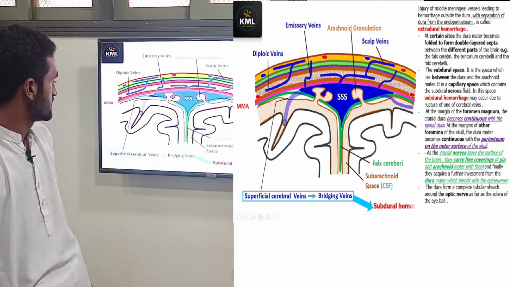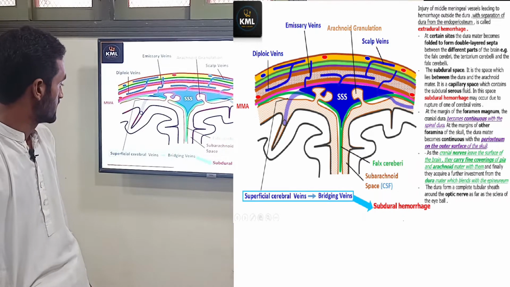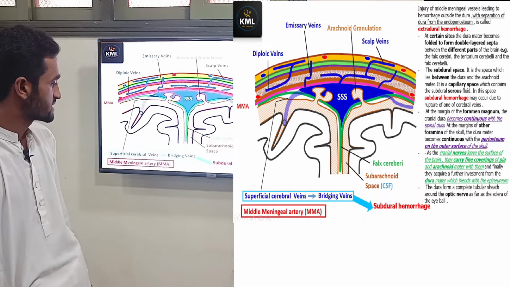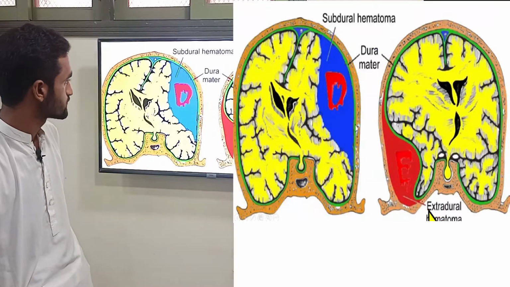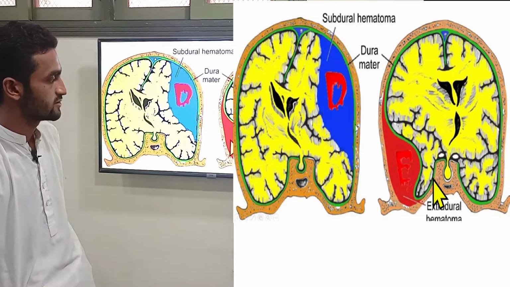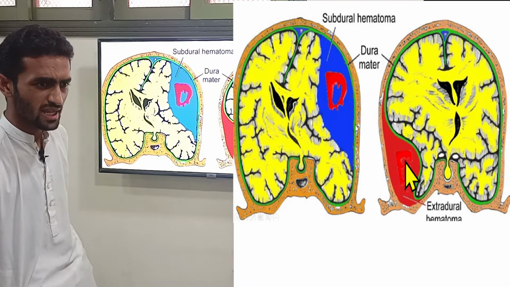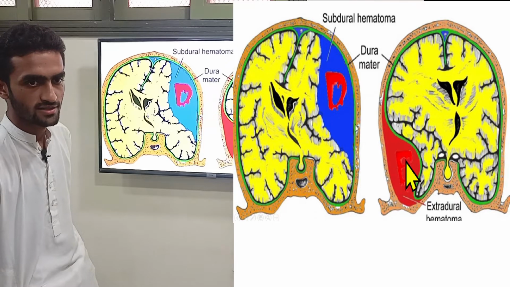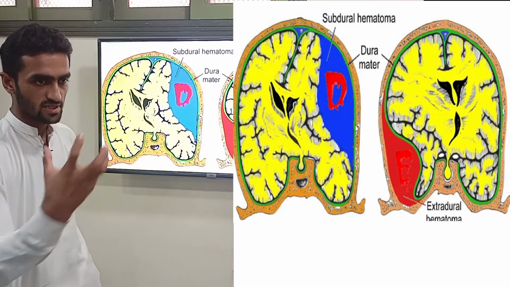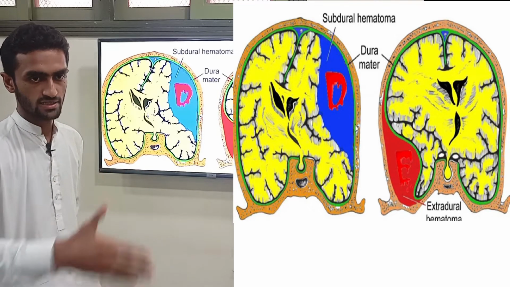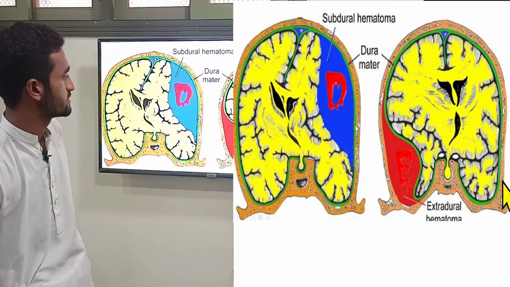Just remember, the superficial cerebral veins are associated with the subdural hemorrhage, while the middle meningeal artery is associated with the epidural hemorrhage. Just remember it. This is your subdural hemorrhage and this is your extradural hematoma. What do you mean by hemorrhage and hematoma? Hematoma means a clot. Hemorrhage means bleeding. One is a clot, one is the bleeding. So clear these two terms.